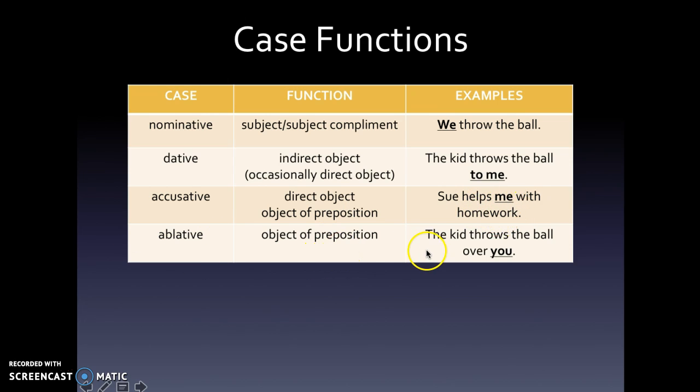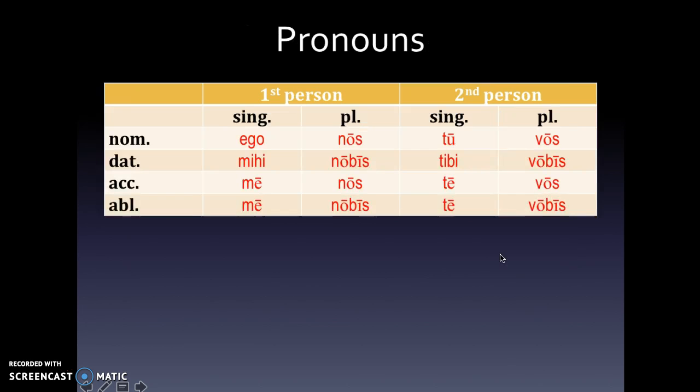Ablative, object of the preposition. The kid throws the ball over you. Over you is a prep phrase. You is the object of the preposition. Here is your chart. It would do you great if you memorize this chart.